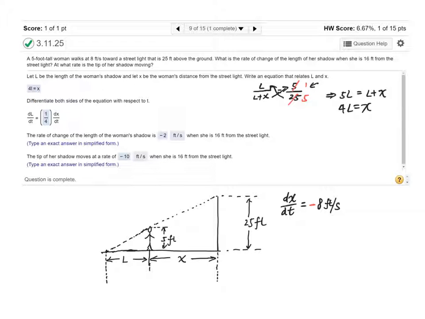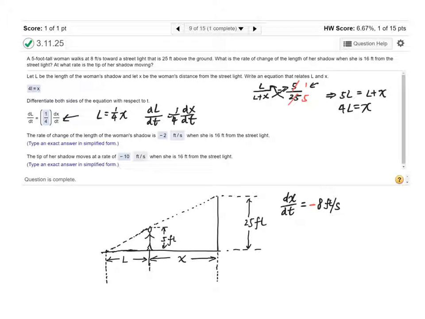So we've done the first part. The second one is to differentiate both sides with respect to t. So basically this 4L equals X is the same as L equals 1/4 X. When you differentiate both sides, that means dL/dt is 1/4 dx/dt. That's how I get to this solution.